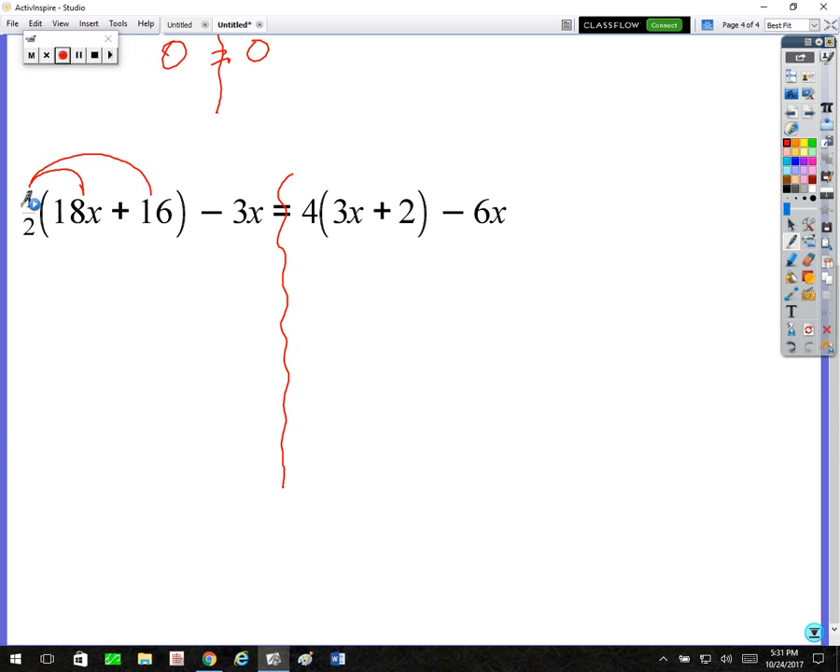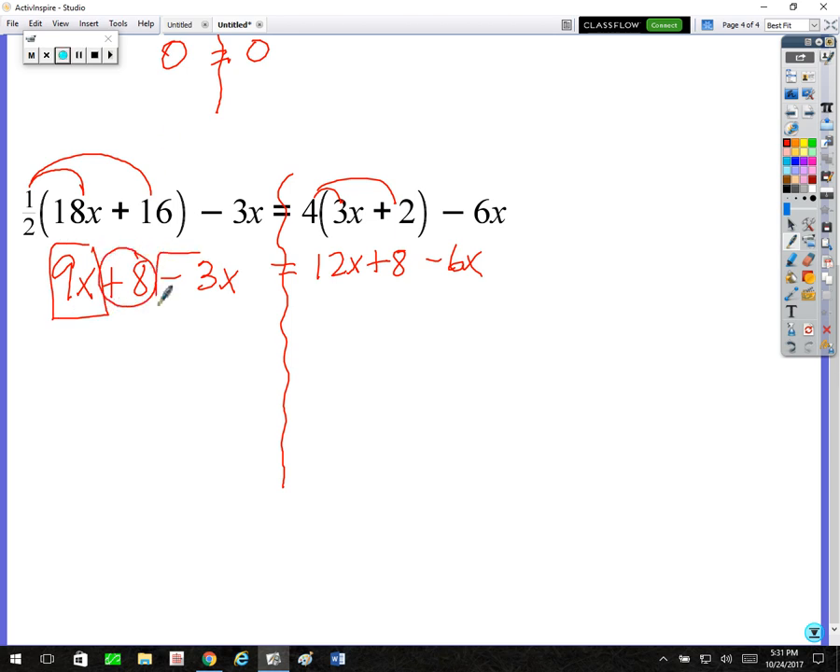Now, what this is saying is 1/2 of 18x. So what is 1/2 of 18? That's 9. What is 1/2 of 16? That's 8. And then you're going to take the rest of the problem and do it the same way. Distribute. Okay. So you have 4 times 3x is 12x. 4 times 2 is 8. And then minus 6x. Now let's finish it out. So I have a box. And I know I haven't been doing boxes and circles, but on this one I'm going to. Circle. Box. Box. Circle. Box.